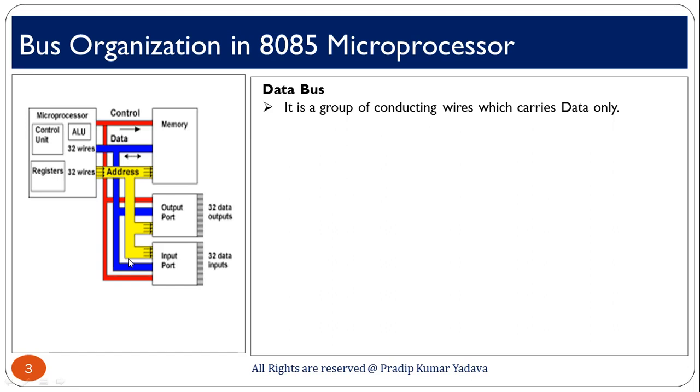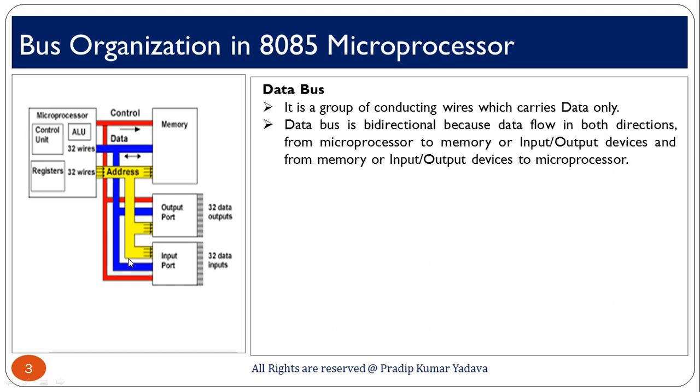Data only means, suppose you want to perform an operation to add two numbers, 05 plus 04. So 05 is a data and 04 is another data. Basically the data bus carries this information to the microprocessor. Data bus is bidirectional because data flows in both directions: from microprocessor to memory or input output device, and from memory or input output device to microprocessor. Means data bus works in two directions.